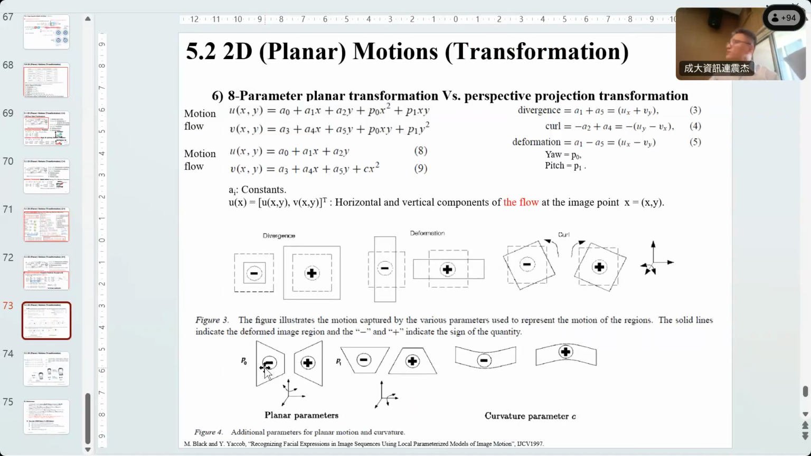I think it's on page 73. Okay, this one. Closer to you becomes bigger, away from you becomes smaller. So I do it this way. Close to you is bigger, far away from you is smaller. So it's distorted. Or this way, or this way. Close to you becomes bigger, far away becomes small. So both are distorted. We call this out-of-plane rotation. So that is a perspective projection transform.